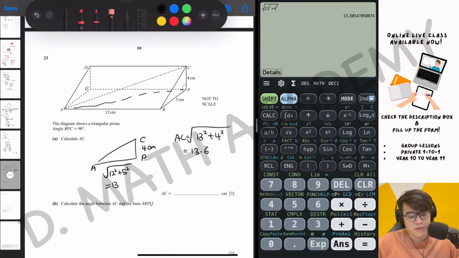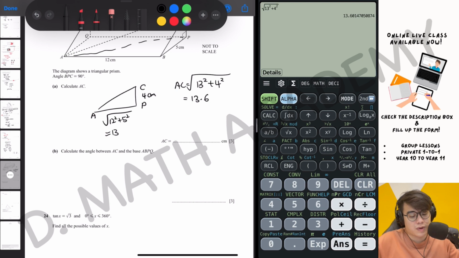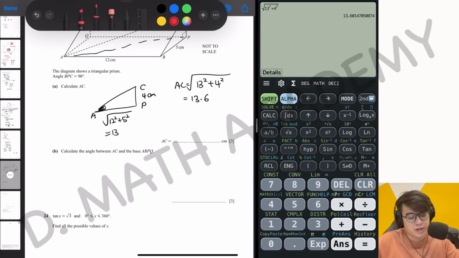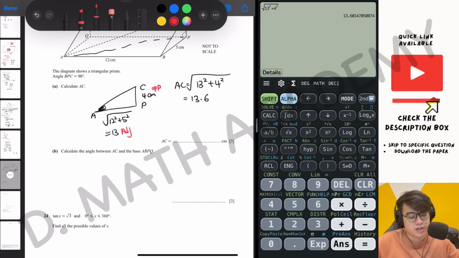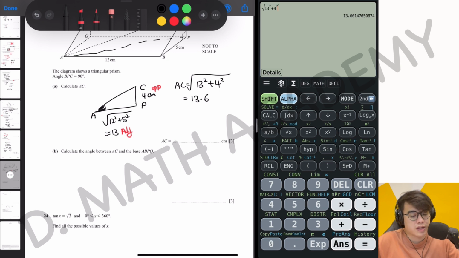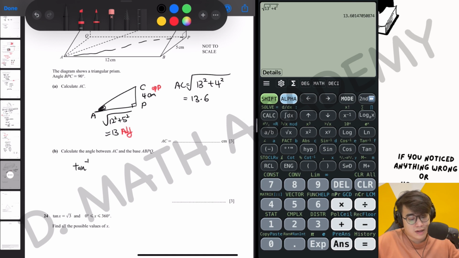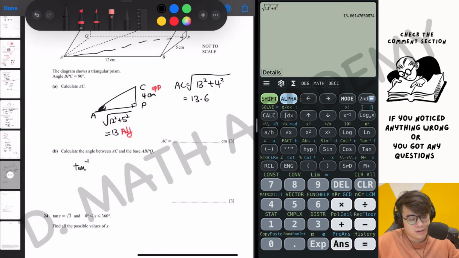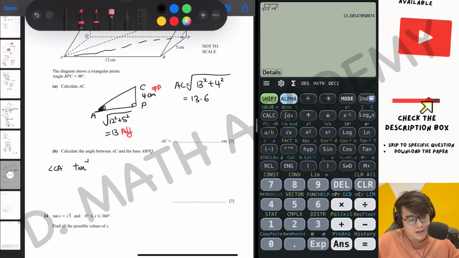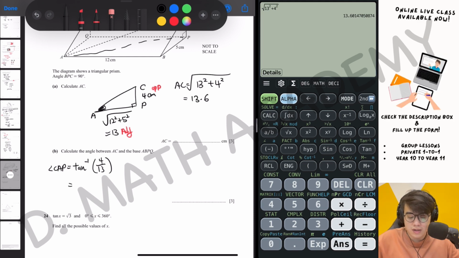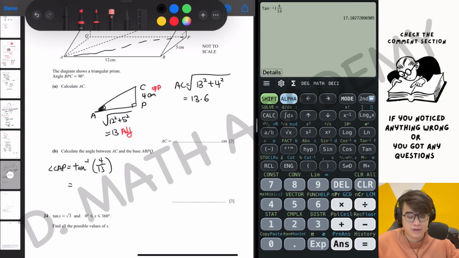And then using the same information that we just identified, they now want us to find the value of the angle here. So pretty much CP is your opposite and this is your adjacent, because the 90 was located here. So using tangent inverse, this angle here we can call angle CAP, equals tangent inverse of our opposite 4 over 13. Tangent inverse 4 over 13, you will get your answer as 17.1 as the final result.